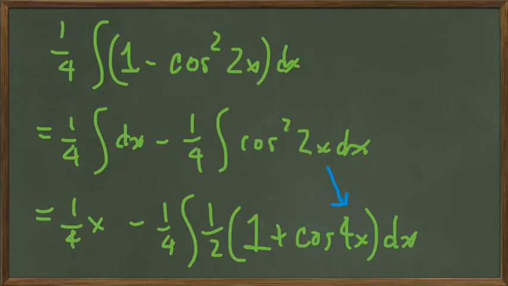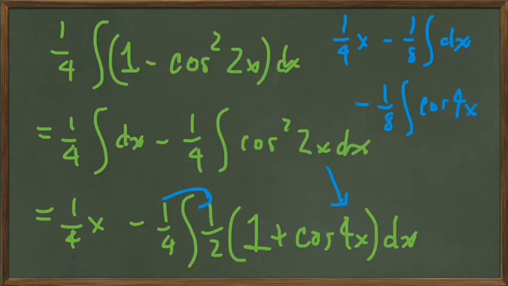So if we distribute this 1/4, we're going to get 1/4 x minus 1/8 integral dx, and then minus 1/8 integral of cosine 4x dx. So let's pick that up on the next blackboard.